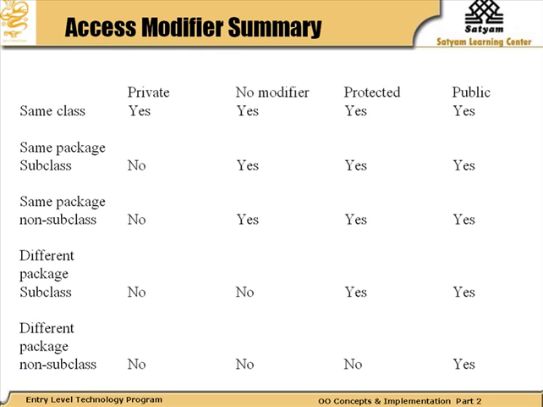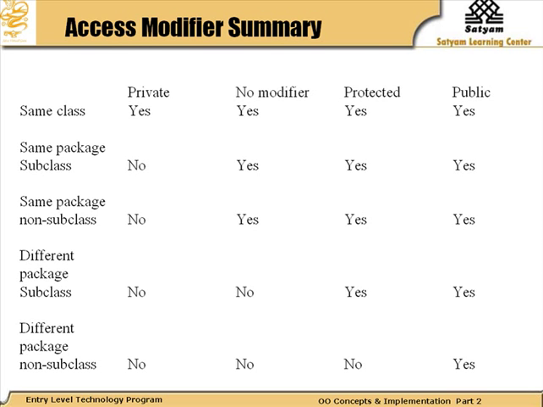Protected members, in addition to the default access modifier, are also available for different package subclass. However, protected members are not accessible for different package non-subclasses. That is, protected members are same as default members, but in addition they are accessible from different package subclasses.